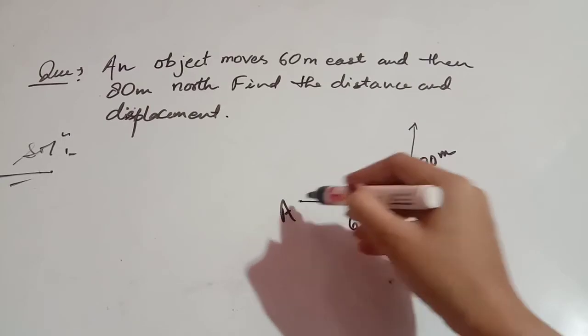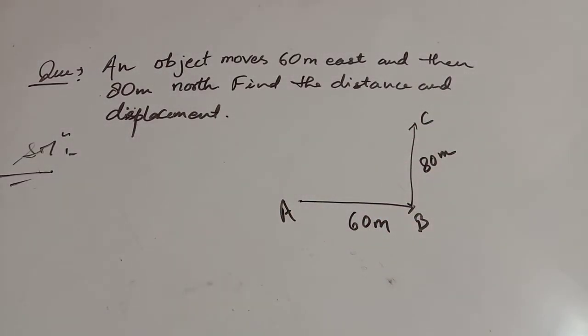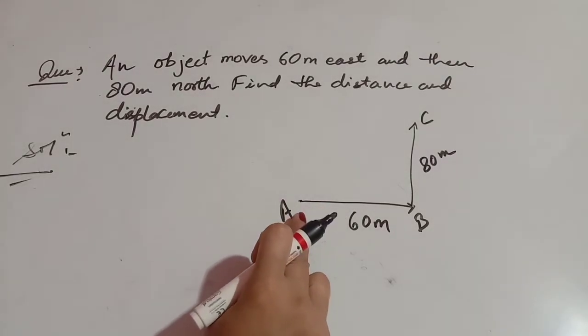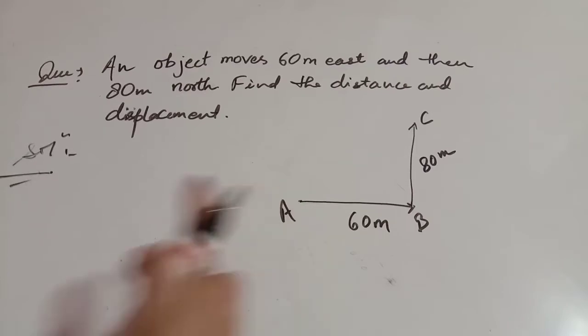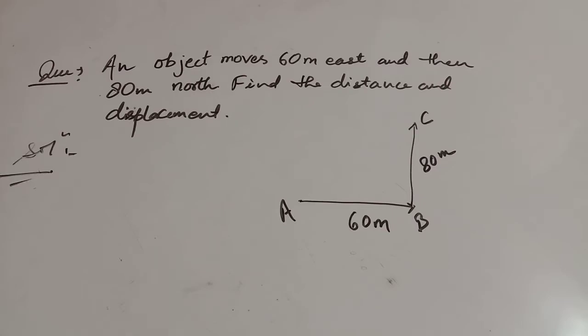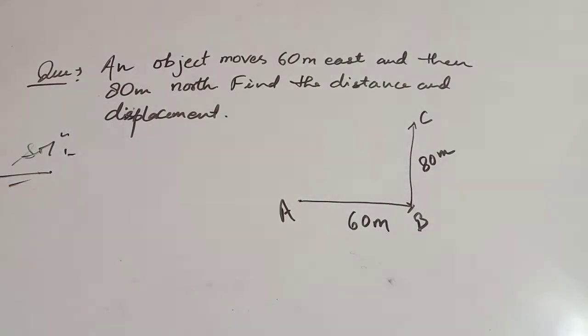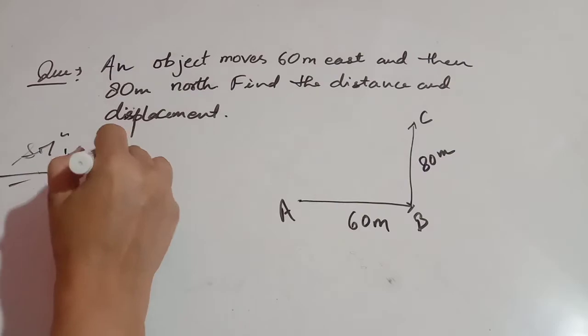Give some points A, B, C. So the object starts from point A. A is the initial point for the object, and it ends at point C. So C is the final position for the object. This one is the initial and this one is the final position. Okay, now we have to find the distance and displacement. So as I explained, distance is the actual length traveled by the object. So children, what is the actual length traveled?